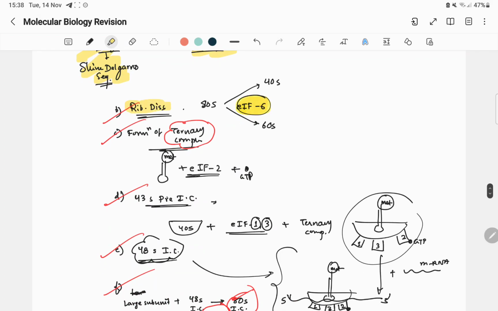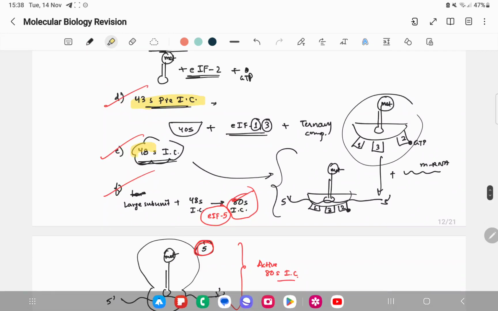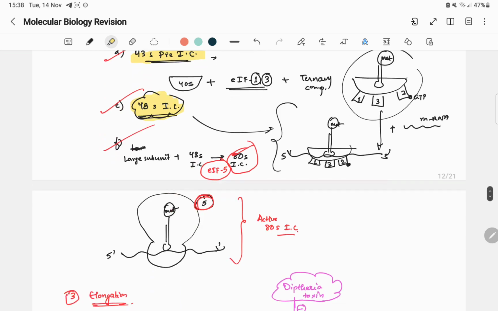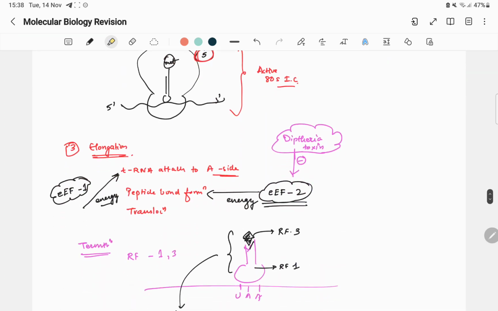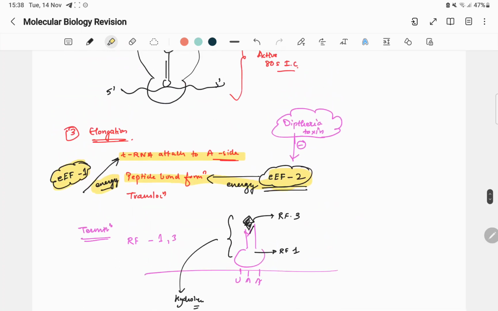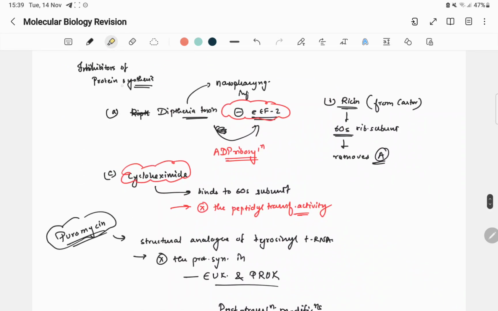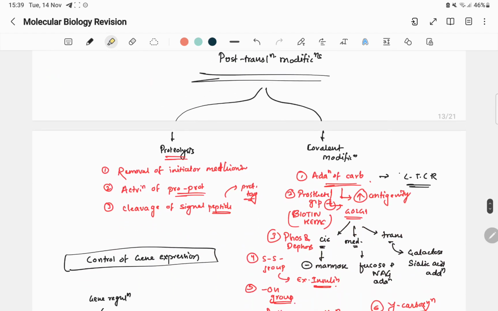Ribosomal dissociation will occur in the presence of eIF6. Then the ternary complex will get formed. Then the 43S pre-initiation complex, the 48S initiation complex, and the 80S initiation complex will form. Elongation will occur by eEF1, which provides energy for tRNA attachment to the A site, and eEF2, which provides energy for peptide bond formation. eEF2 is inactivated by diphtheria toxin. What are the inhibitors of protein synthesis? Diphtheria toxin, cycloheximide, and ricin. Puromycin is the inhibitor of both.